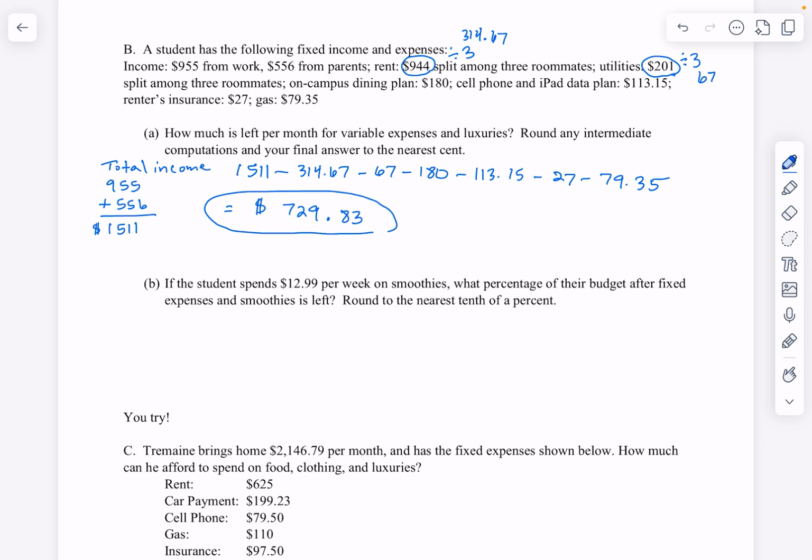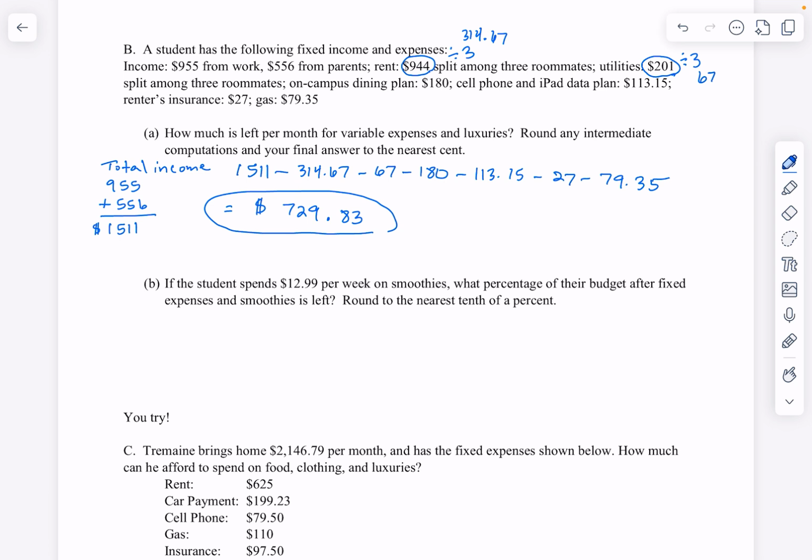Now B says the student spends $12.99 per week on smoothies. What percent of their budget after fixed expenses and smoothies is left? Round to the nearest tenth of a percent. All right? So what percentage of their budget is left?